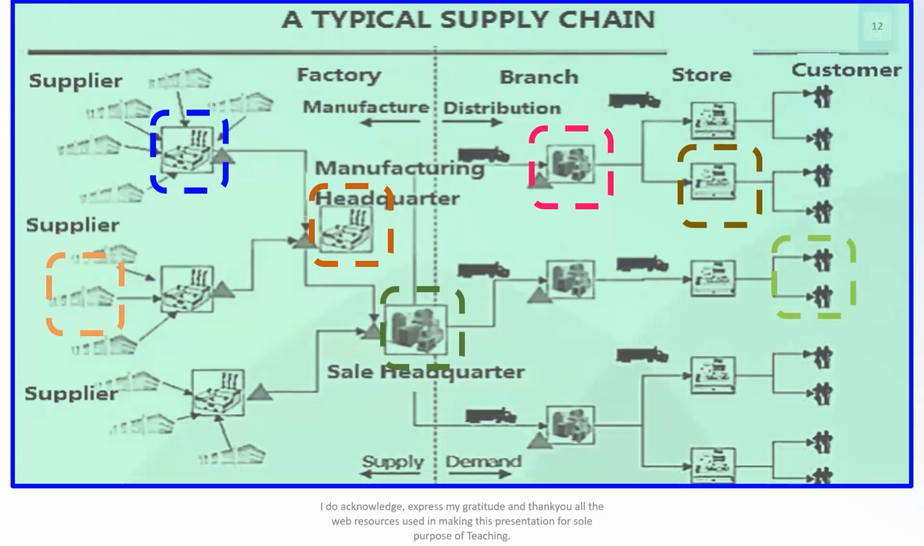In another way, to meet supply, you have to manufacture. So supply and manufacture are one side. To meet demand, you have to do distribution, you have to supply, correct? So you have to distribute the product. So demand and distribution is on one side. So this is another typical block flow of supply chain for our understanding.